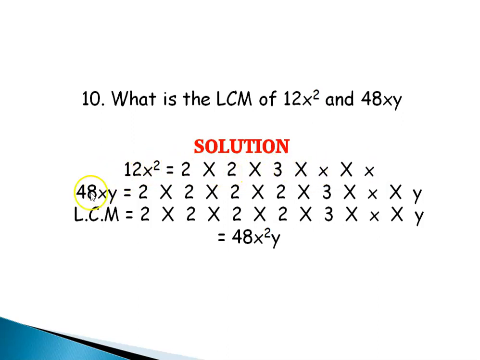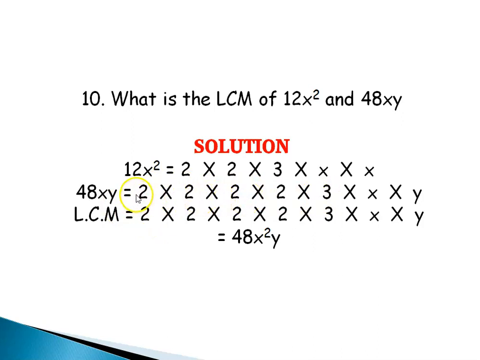Is that okay? I can do the same thing for 48xy: 2 times 2 times 2 times 2 times 3 times x times y. Is that taken? Now for me to know the LCM, I'm going to pick the highest number of times that each of these numbers appear.